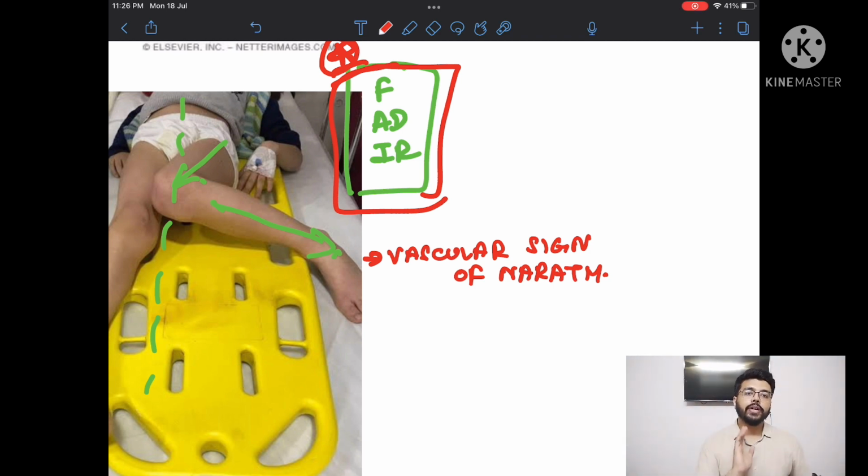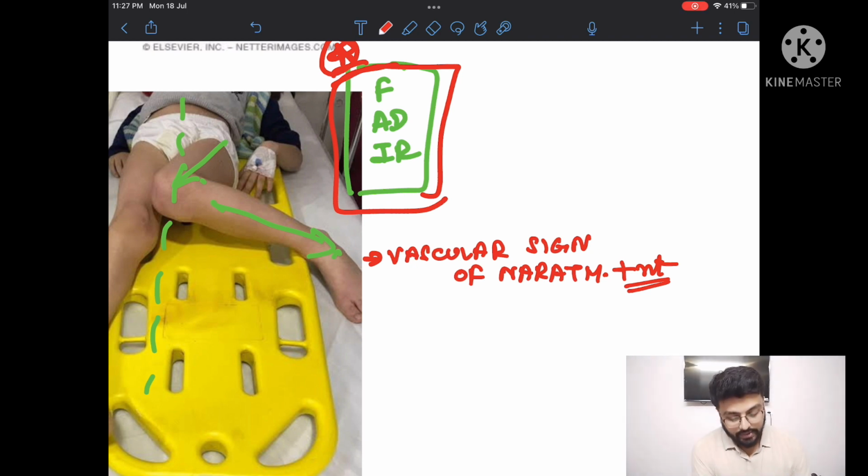Similarly, why are the carotid pulsations felt best at which point? Against the carotid tubercle, or the Chassaignac tubercle, of the C6 vertebra, because there is bony support posteriorly. That's why we are easily able to feel it. Similarly, the femoral artery is felt against the head of the femur, but in posterior dislocation the bony support is lost, so you will not be able to feel the pulsations. This is called the vascular sign of Narath. So absence of pulsations or feeble pulsations means presence of the vascular sign of Narath.